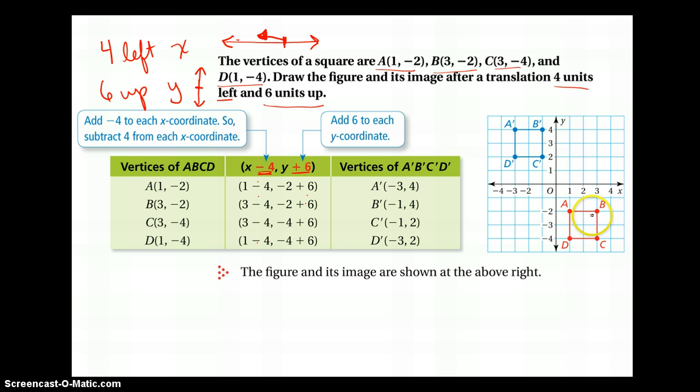Here is the original. We moved it left and then up. Let's see if they're right. We had to go 4 left. 1, 2, 3, 4. 1, 2, 3, 4, 5, 6. There's A prime. Starting with B. 1, 2, 3, 4 left. 1, 2, 3, 4, 5, 6 up gets us B prime. So perfect job for them. That's the end of section 2.2.